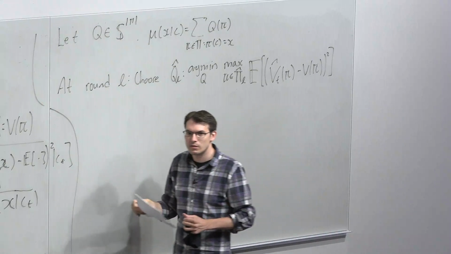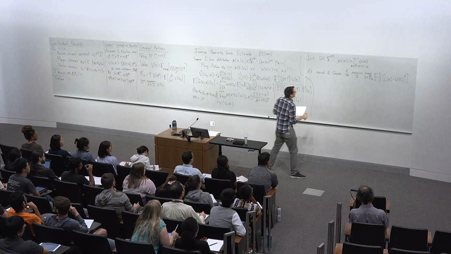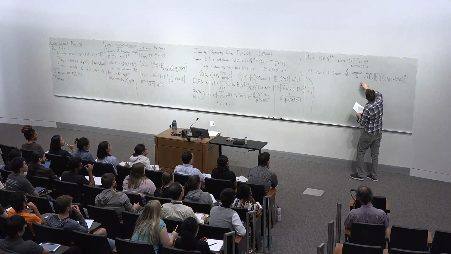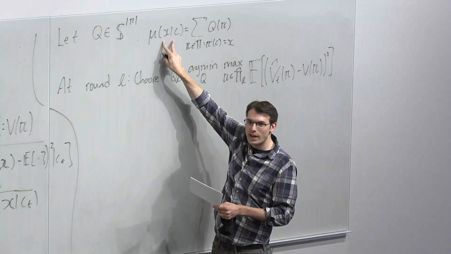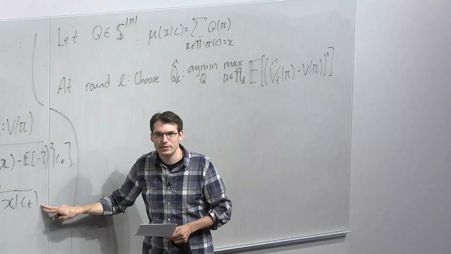Yes? I'm a bit confused. So when you say argmin over Q, where does Q appear in the expression? I'm sure it's implicit somewhere. Yes, it's implicit in the fact that this Q is going to define this mu, and then this thing is an upper bound on the variance.